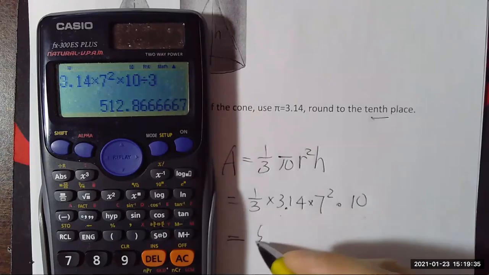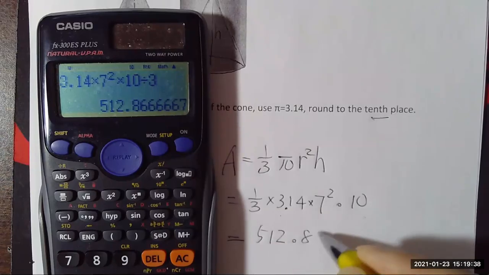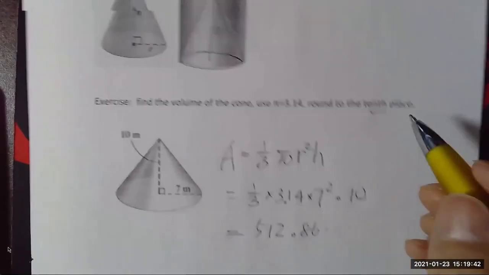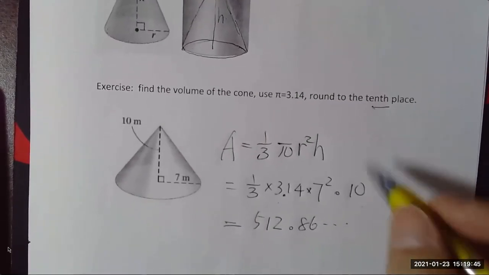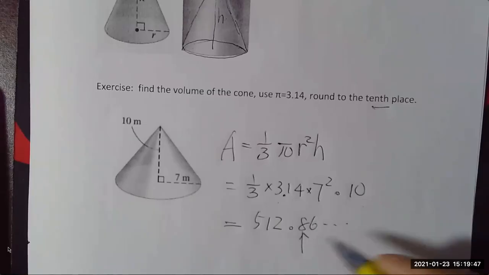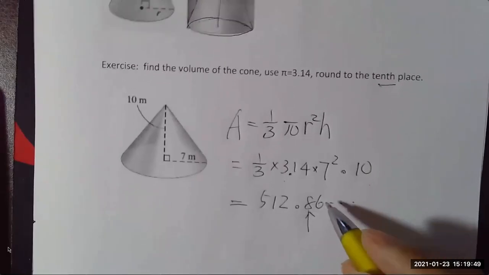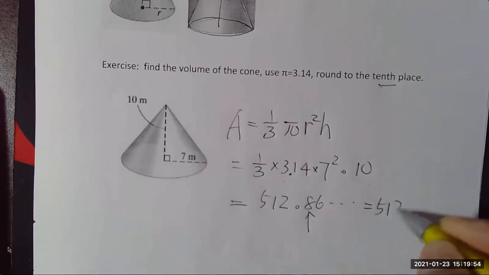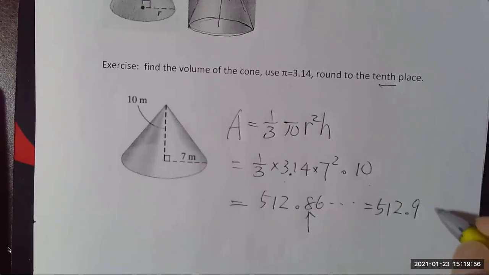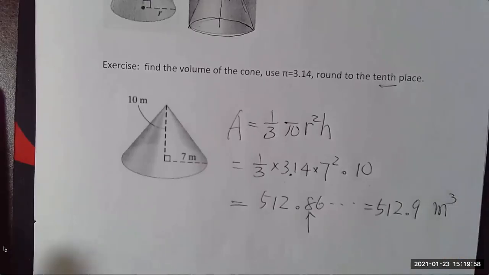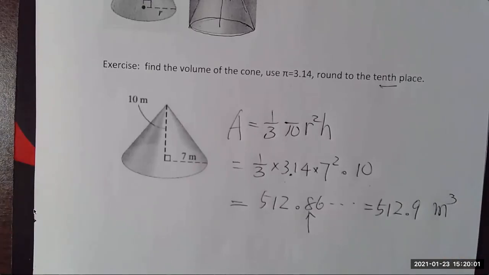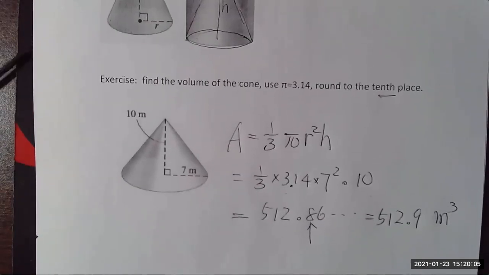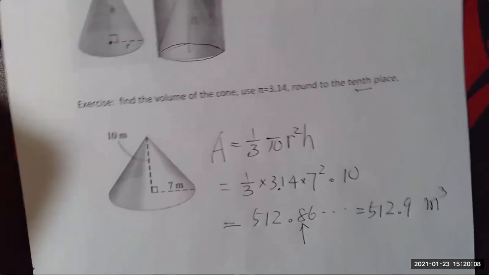So I got 512.86 and so on. The requirement is that we round it to the 10th place, which is just 1 decimal digit. So this is our decimal digit. We look at the digit to the right. Since this one is bigger than 5, we round this up. So final answer is 512.9 cubic meters. Yeah, don't forget the unit, always carry the unit for any measurement. And that's this video, and see you guys in the next video.